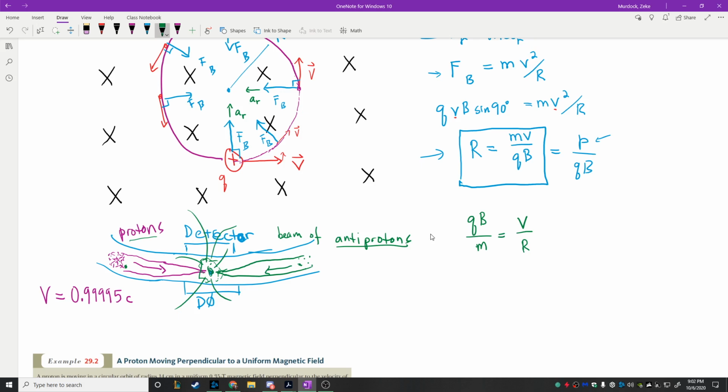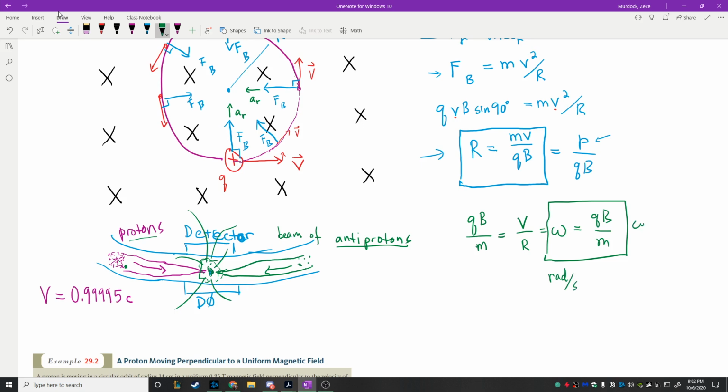It's not radial. If it was v squared, that would be radial acceleration. That's not quite what it is. It's something else. Do you guys remember this? Radial velocity. That's close. Angular velocity. That's right. This is what we call angular velocity. So if I take qB divided by m, this gives me the angular speed, in radians per second.